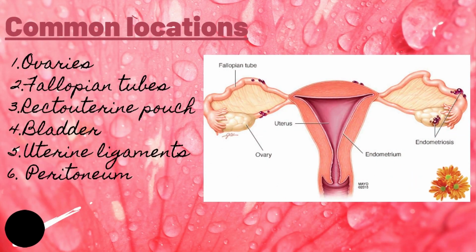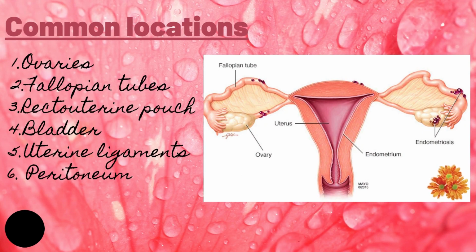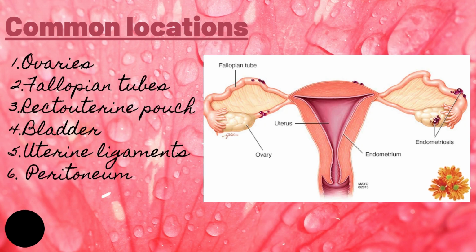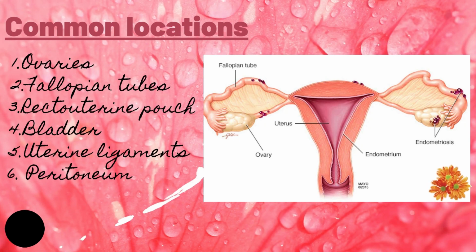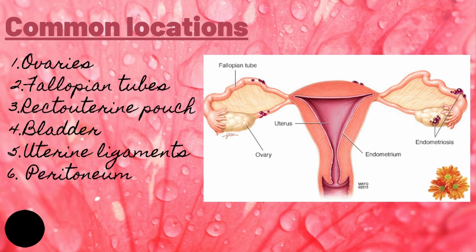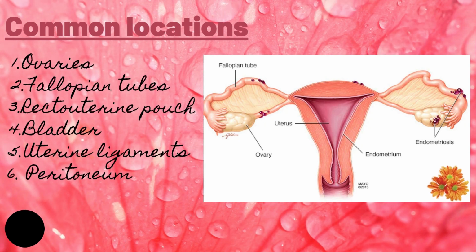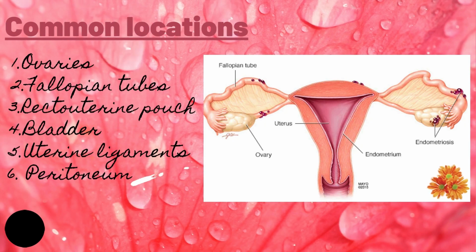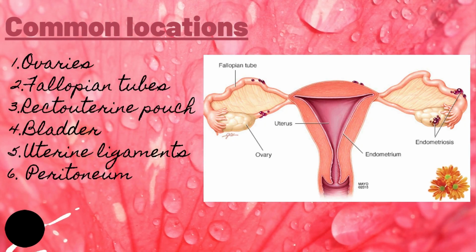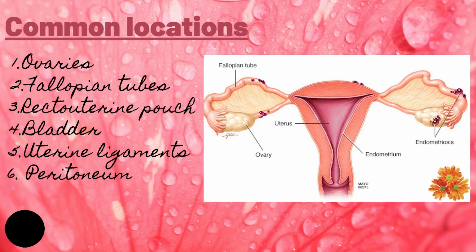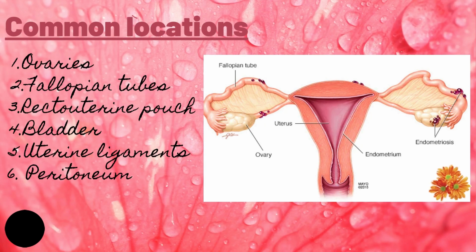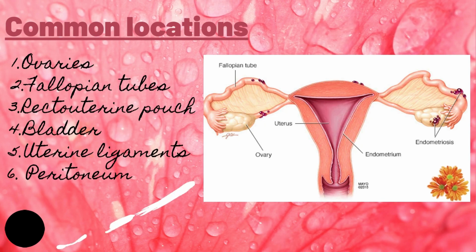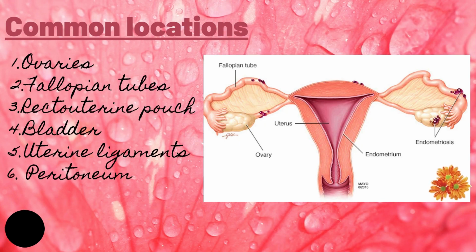The most common locations involved in endometriosis include the ovaries. In the ovaries, they are also known as ovarian endometrioma or chocolate cysts. The other locations involved include the fallopian tube, the rectouterine pouch or pouch of Douglas, the bladder, the uterine ligaments, the peritoneum, and rarely the diaphragm, thorax, brain, skin, etc. So these were the locations commonly involved in endometriosis.